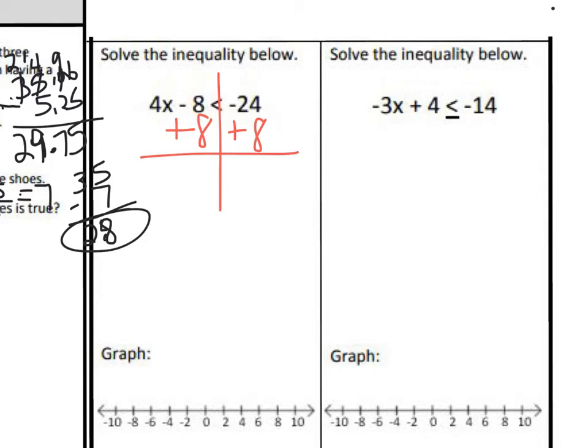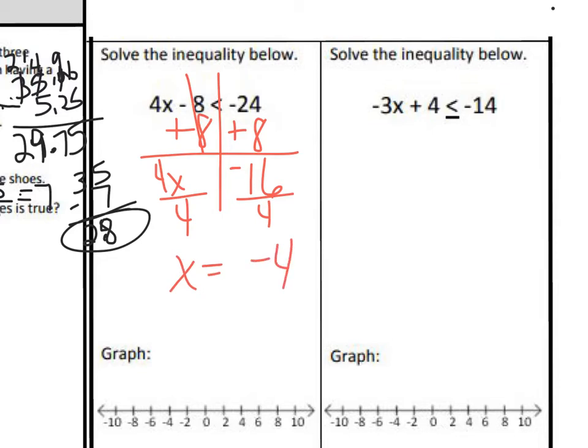So then 4x, you bring it down. Negative 8 and positive 8 are 0 pairs. Negative 24 and positive 8, are we adding or subtracting? Subtracting. So 24 minus 8 is 16. Is it positive or negative? Negative, because you have more of the negatives. And now we're going to divide by 4. So x will equal negative 4.